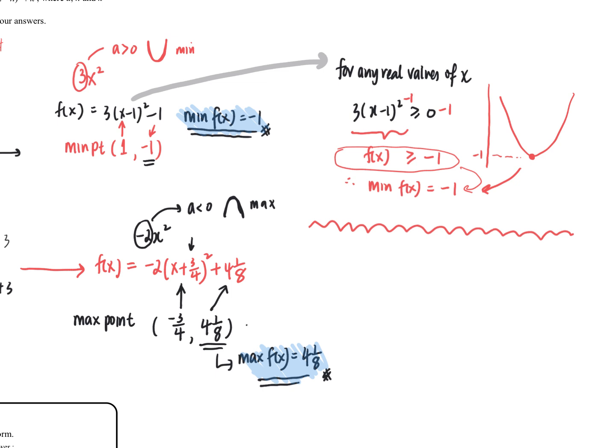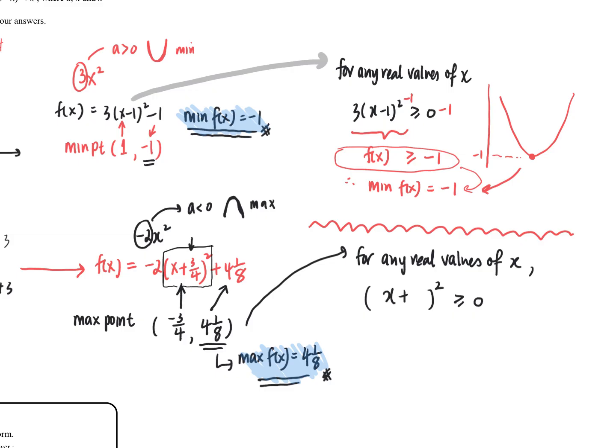Same thing here. For any real values of x, your bracket square is always greater or equals to 0. So your bracket square is here now. So just copy that down. Okay, and then I need to multiply by -2. So remember to flip your sign.